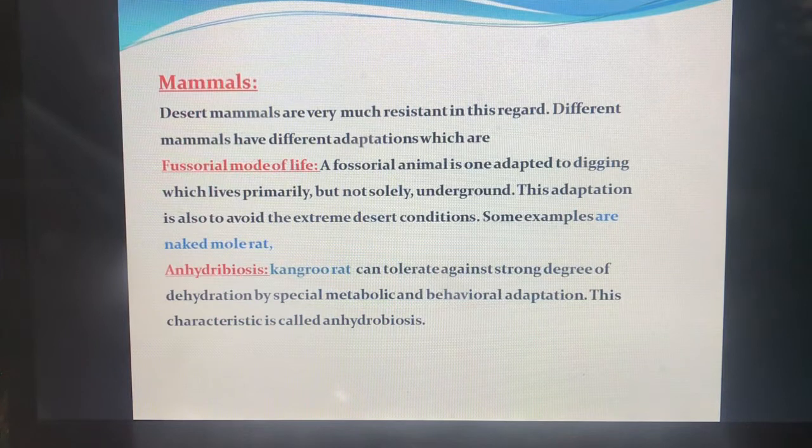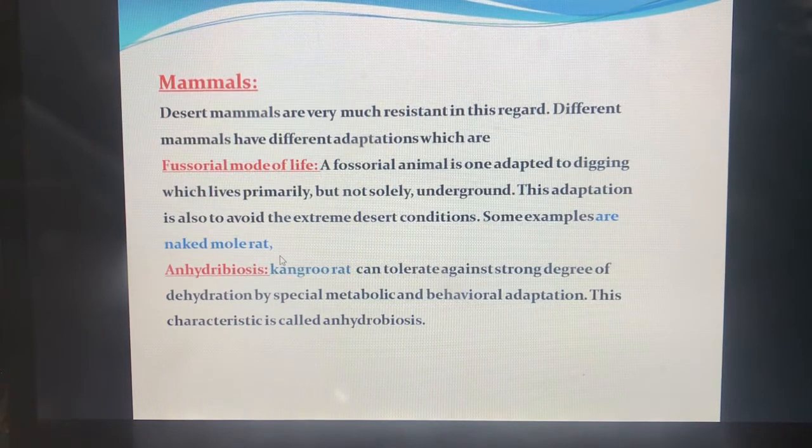Mammals: desert mammals are very resistant in this regard. Different mammals have different adaptations, one of which is the fossorial mode of life. A fossorial animal is one which is adapted to digging, which lives primarily but not solely underground, and this adaptation is also to avoid the extreme desert conditions. An example is the naked mole rat.